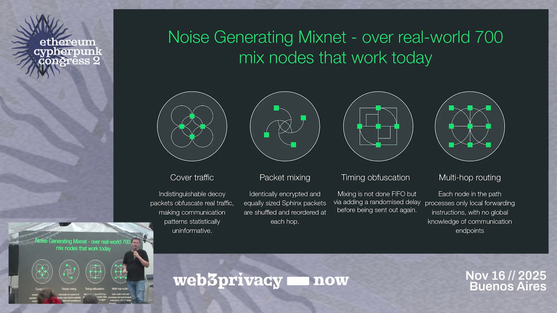Then we do timing obfuscation. So we change the timing of the packets. This makes the mixnet, by definition, a little slower than a normal TCP/IP communication, even more if you change the timing of the packets and need to reconstruct them later. But with the timing obfuscation, the adversary is not able to see the order of your packets. Then we pass that through multi-hop routing, and each node in the path processes only local forwarding instructions with no global knowledge of all the communication that you are doing.